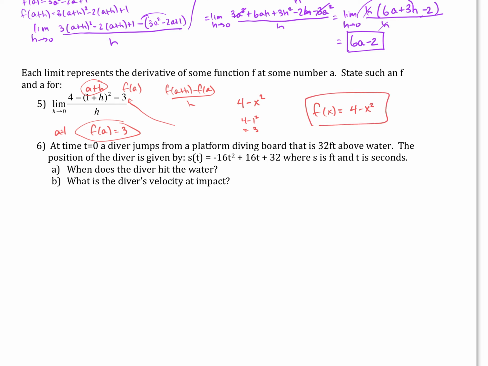And then when I did this, if I said f of a plus h, and I did f of a, in this case, a being 1, I would end up with that. So f of x equals 4 minus x squared, and this is at x equals 1. So let's clarify that. All right, let's do one more here.